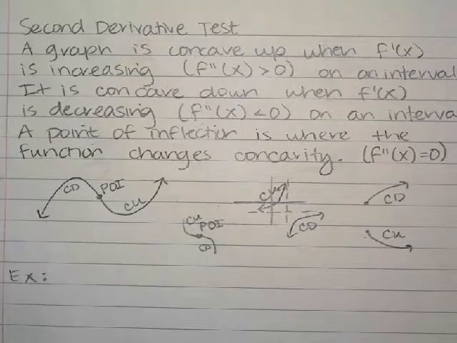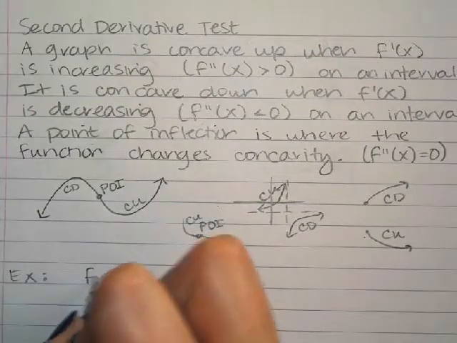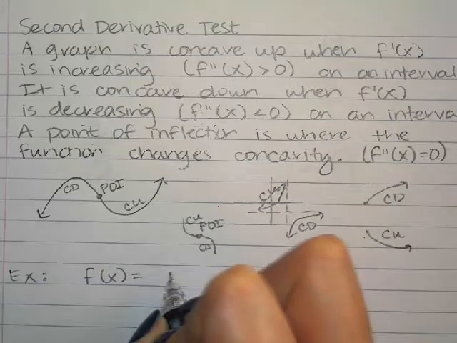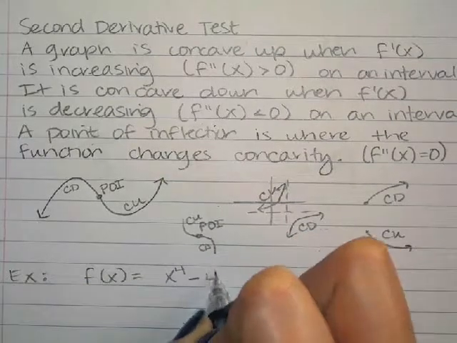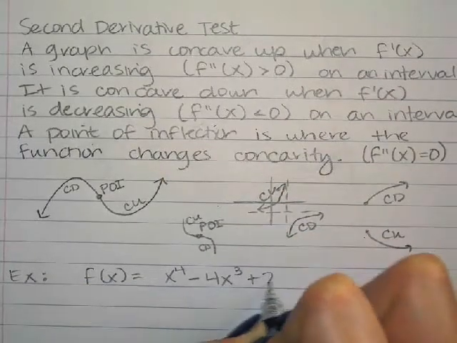Okay? So the function we're going to look at is f of x equals x to the fourth minus 4x to the third plus 2.